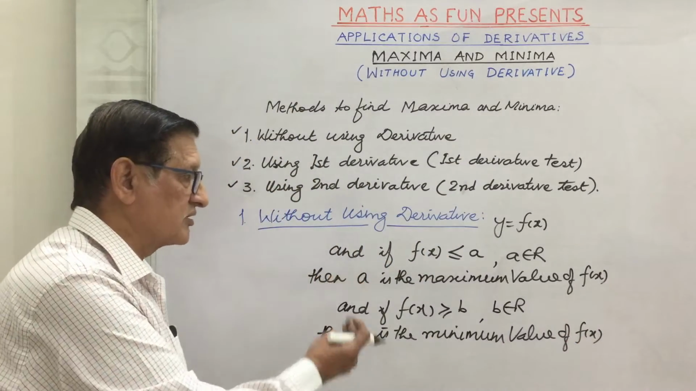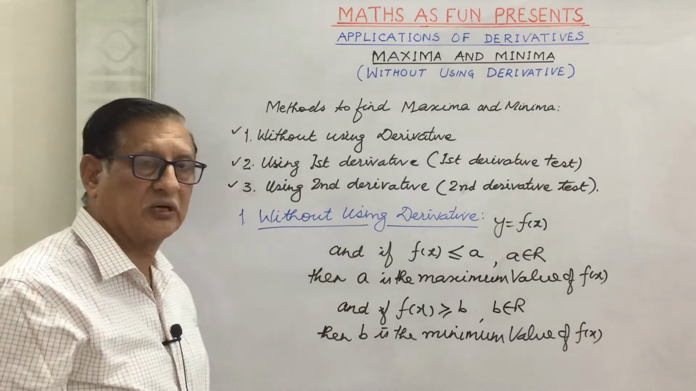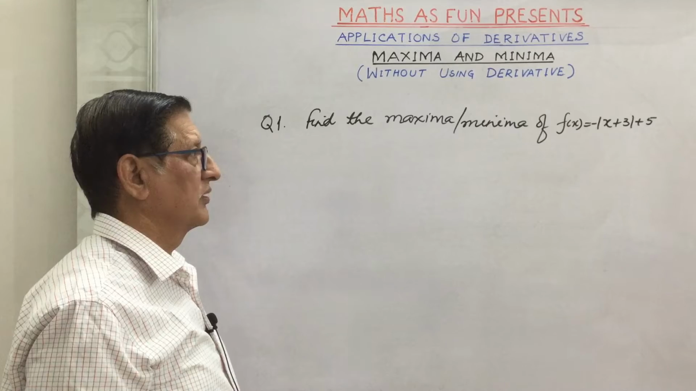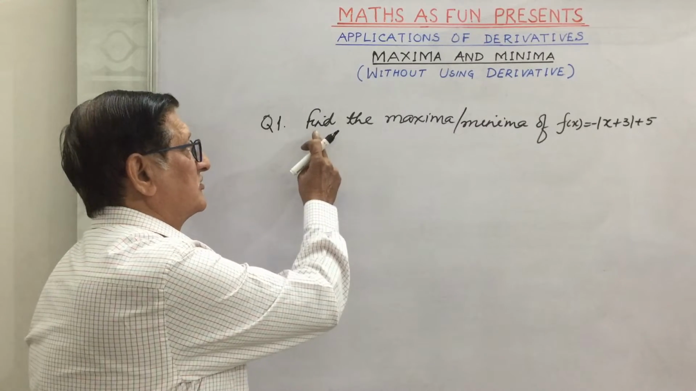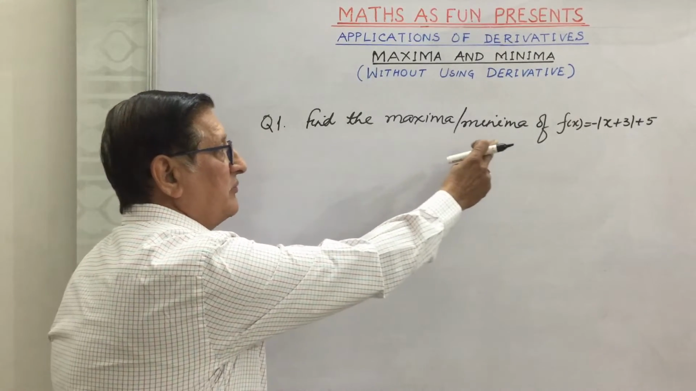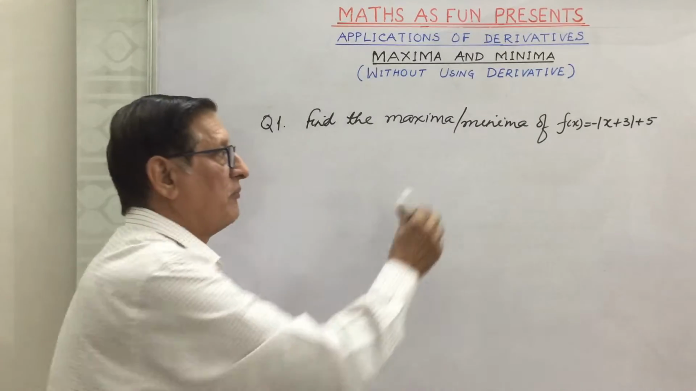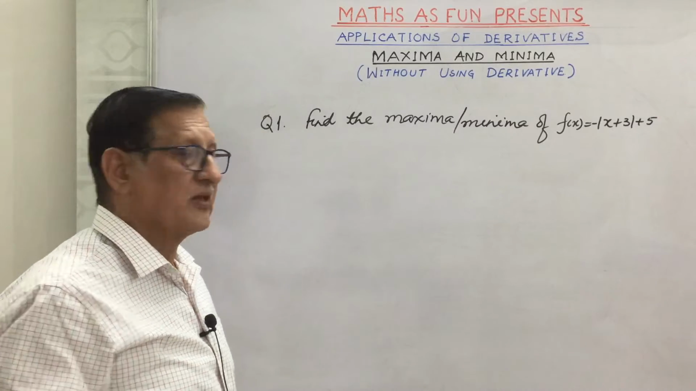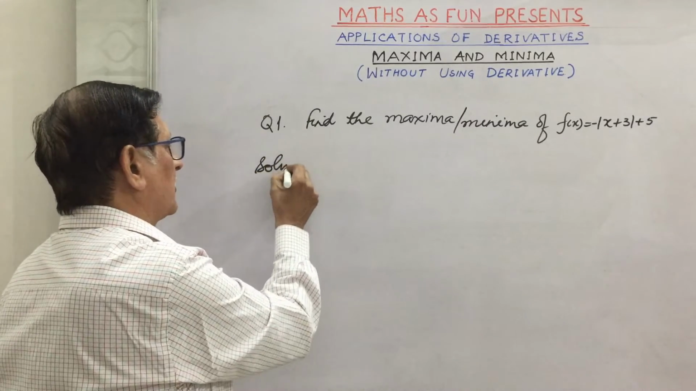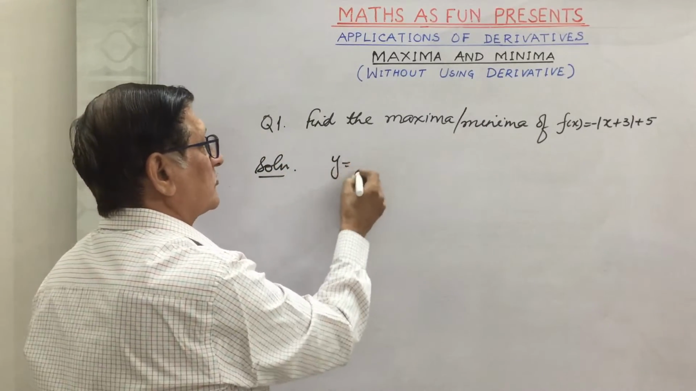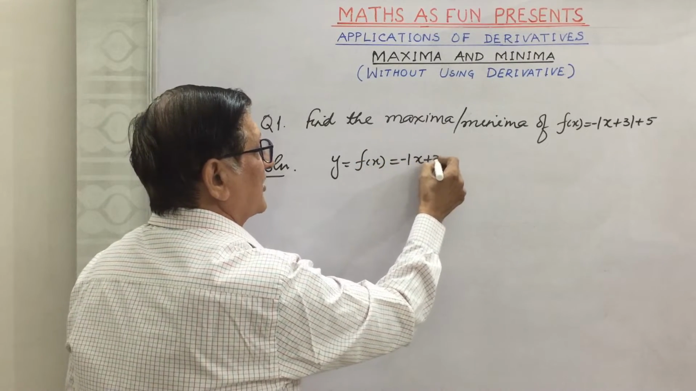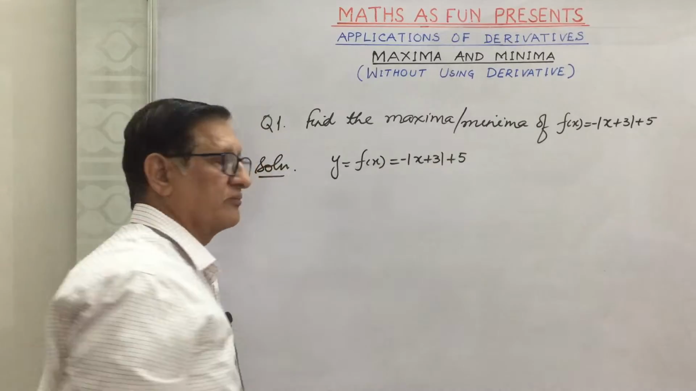How can we apply this concept in solving problems on maxima and minima? We will learn it now. The first question we discuss is: find the maxima and minima of f(x) equal to minus mod of (x plus 3) plus 5. When we find the solution of such a problem, we write y equal to f(x), which is equal to minus mod of (x plus 3) plus 5.